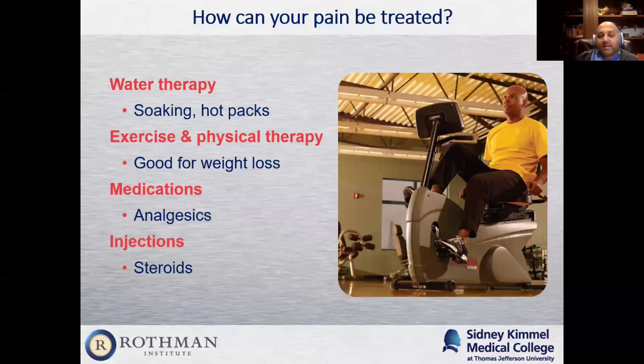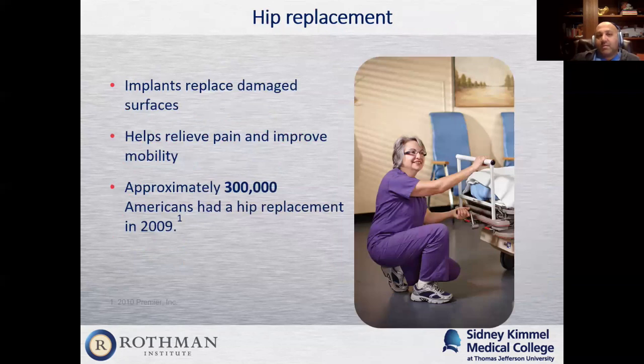Medications like anti-inflammatories and injections like steroids can all help with pain. But at the end of the day, the hip arthritis will eventually not respond to the conservative treatment measures. And that's when a hip replacement is a reasonable option. Basically, it's a surgery where we replace those damaged surfaces, relieves pain and improves mobility, and it's pretty common in our country. This number's from 2009. It's probably double that by now.